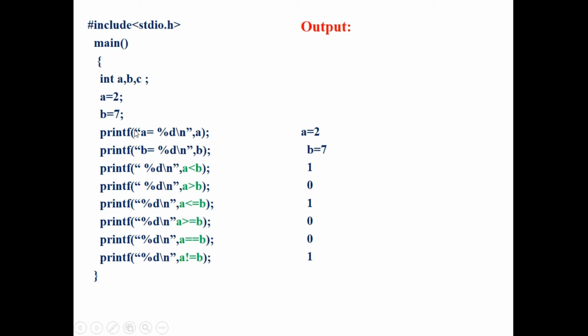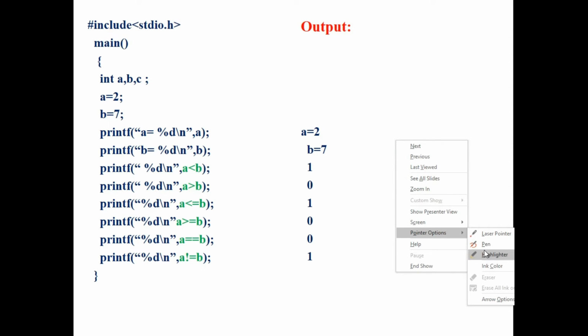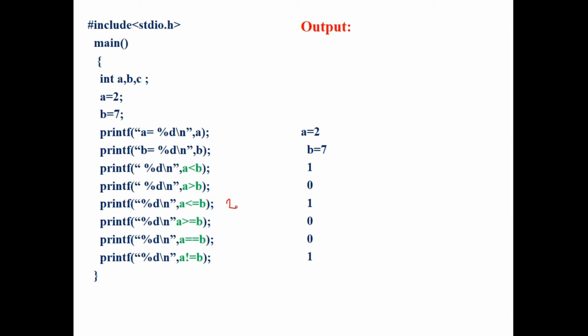Whether a is less than or equal to b, 2 is less than or equal to 7, yes, it will print 1. Whether a is greater than or equal to b, whether 2 is greater than or equal to 7, it is a false value, so it will give you 0. Whether 2 is equal to 7, no, so it will give you 0 as the output. And whether 2 and 7 are not equal, yes, 2 and 7 are not equal, so it will give the output as 1.